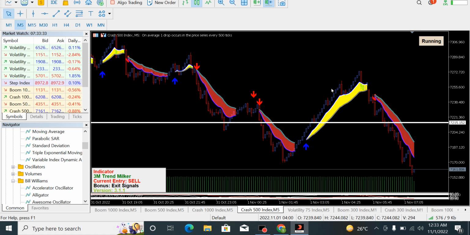So this is very important. Both of them can serve as your entry point and your exit point depending on the trend you are trading. That's the first thing you need to know.